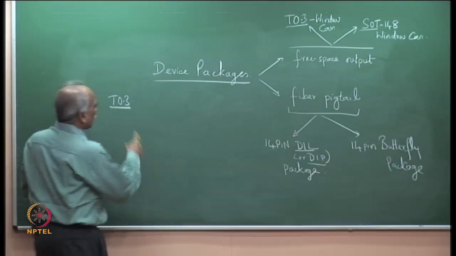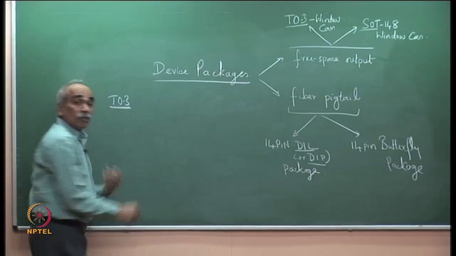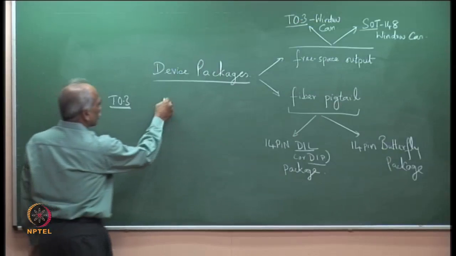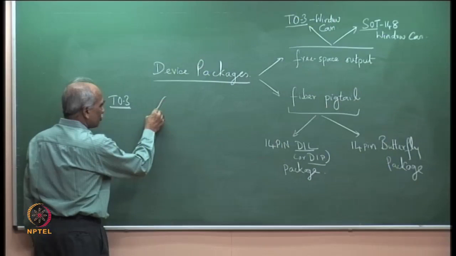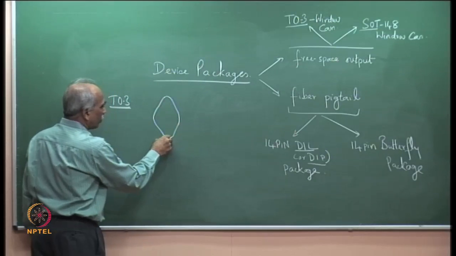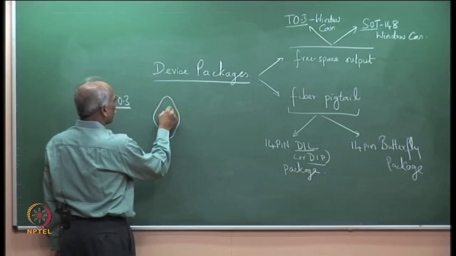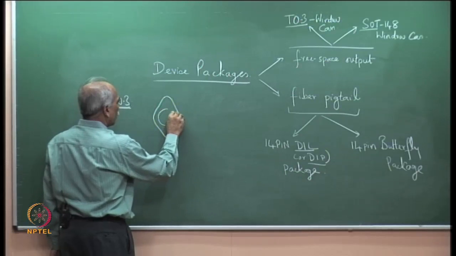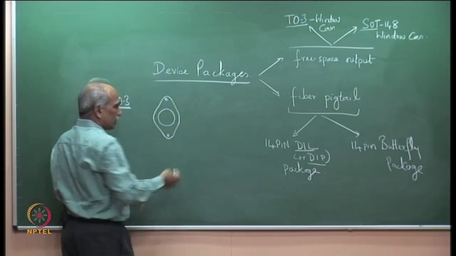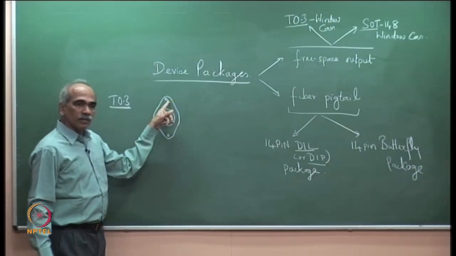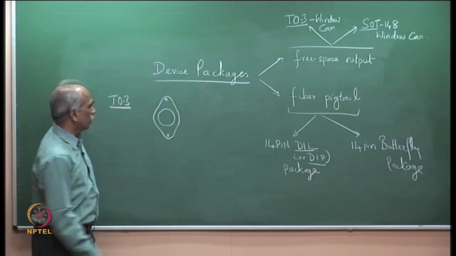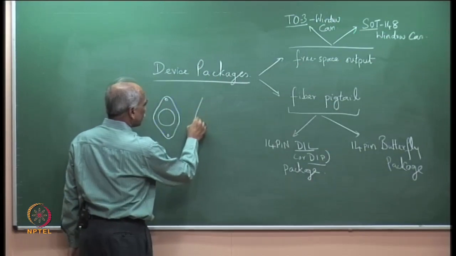The TO3 package looks like a typical power transistor. Those of you who have seen a power transistor know it looks almost the same shape. I hope you have seen a power transistor. This is the top view. There are two holes here to mount the power transistor. These are slots to mount it, this is the top elevated view, and the bottom view looks like this.